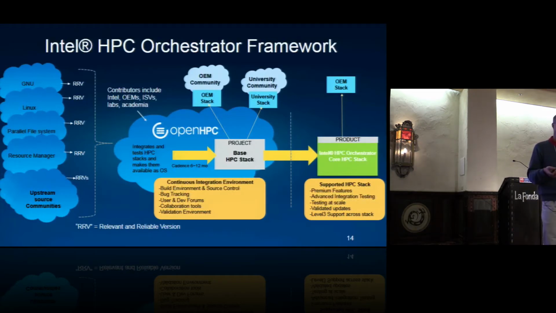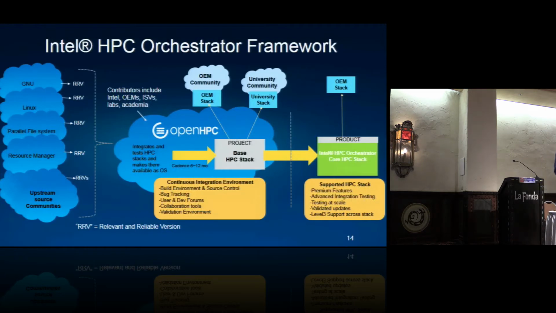So at Supercomputing this last November, Intel announced that we would be taking OpenHPC, and we would be providing a supported stack on top of that called Intel HPC Orchestrator. So this shows roughly the whole flow. Again, as I mentioned, OpenHPC is garnered from a whole series of curated open source projects. Those go into OpenHPC, and either OEMs or universities can directly take OpenHPC. And what we did is we internally tested it, did additional validation testing, did some scale testing, and we're providing it out through our OEMs as a supported offering.